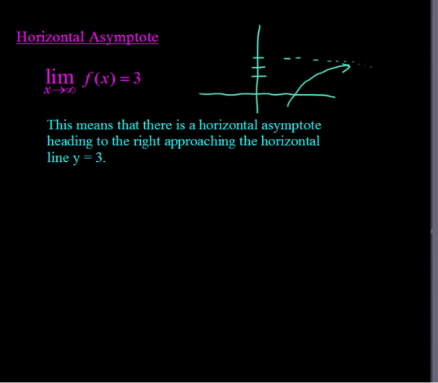All right, as I said, this means that there's a horizontal asymptote heading to the right, because it's positive infinity, and getting closer and closer to the horizontal line y equals 3.